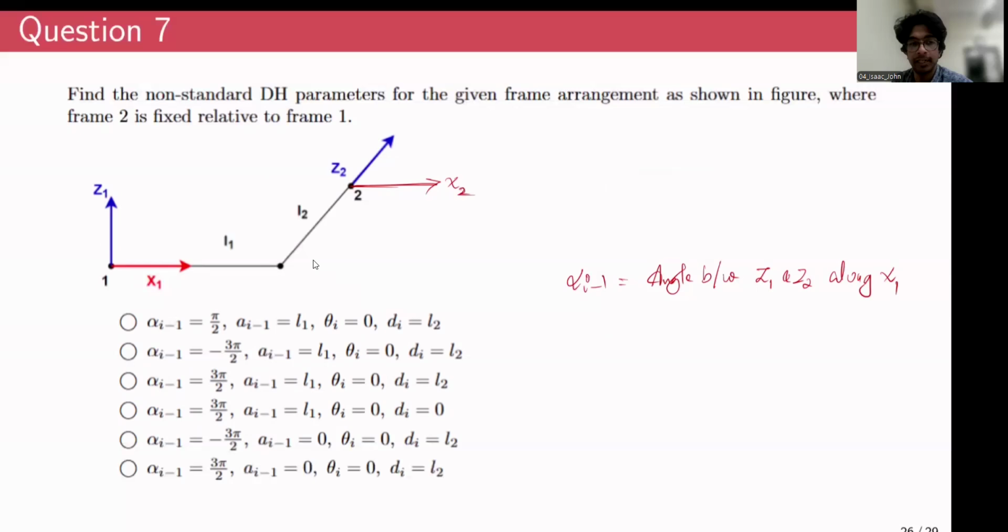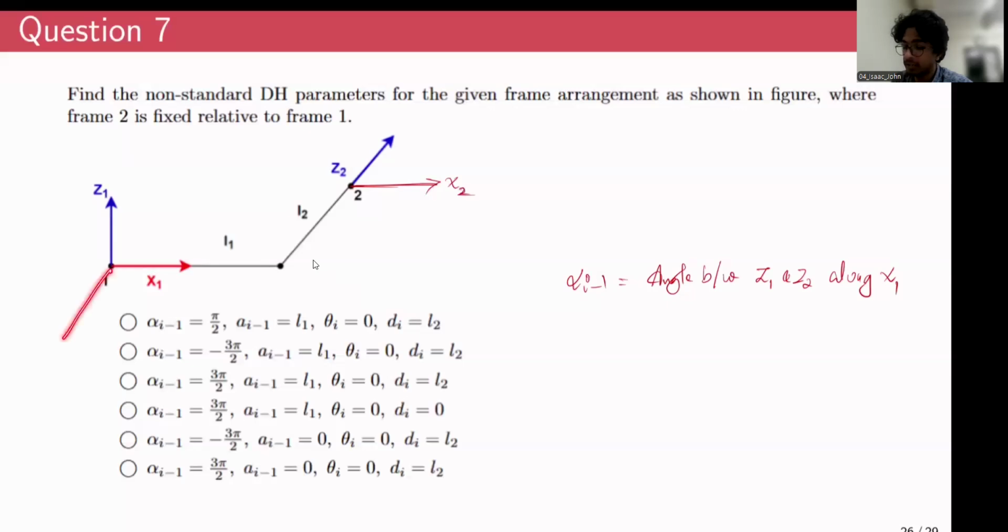You can see it's minus 90 degrees, right? If you rotate minus 90 degrees about X1, Z1, which was originally upward, it will now be going out of plane, away from us. Minus 90 degrees clockwise along the X1 axis, minus 90 degrees or 270 degrees, right?